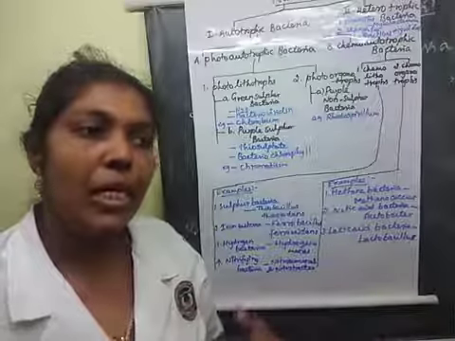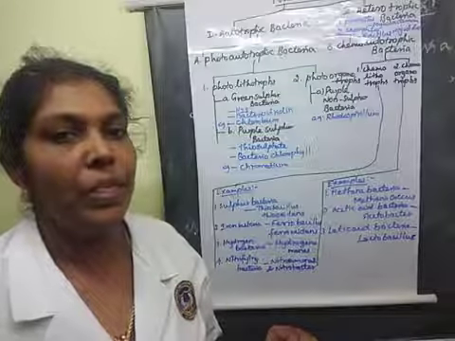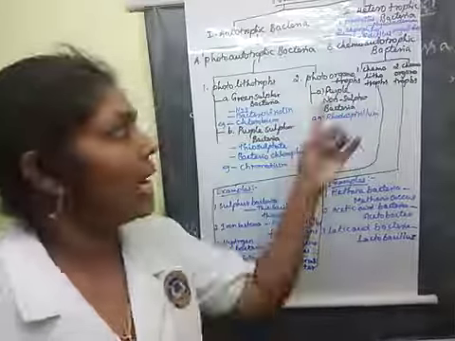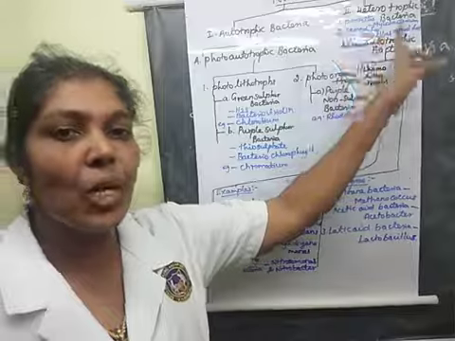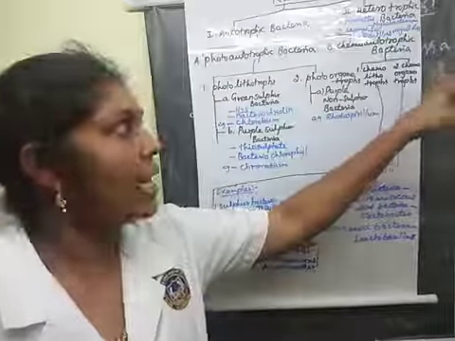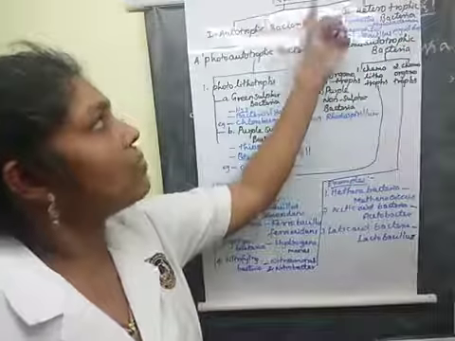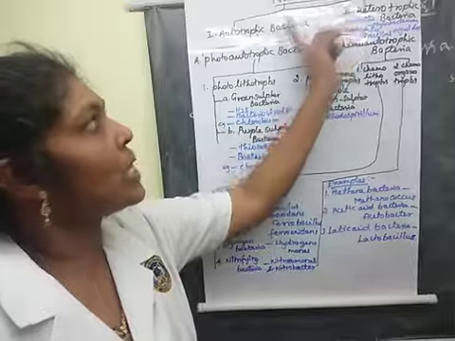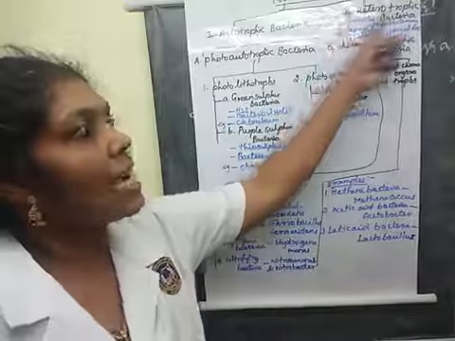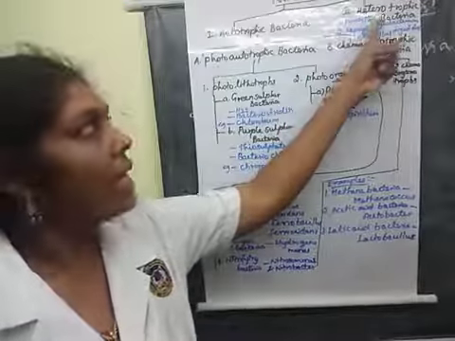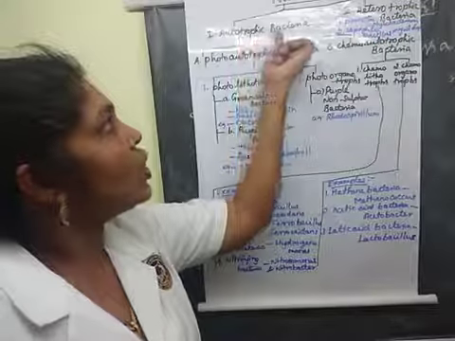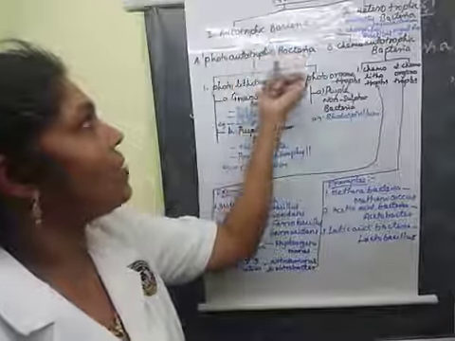Very good. Own food. So you are preparing that food yourself. Then heterotrophic means depending on other organisms. Okay, clear. So what are the major 2 types of nutrition in bacteria? Autotrophic bacteria and heterotrophic bacteria. Clear? Then autotrophic bacteria are also divided into 2.